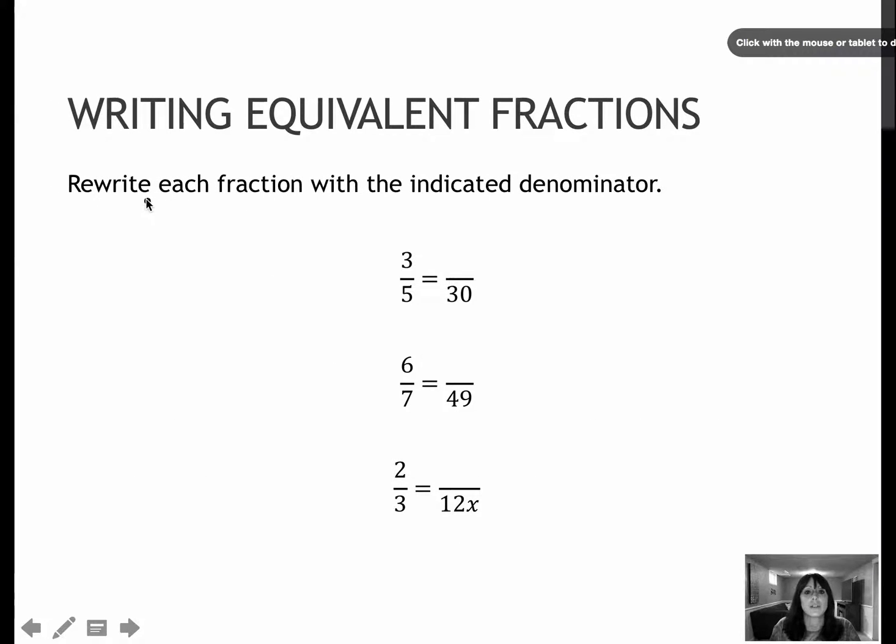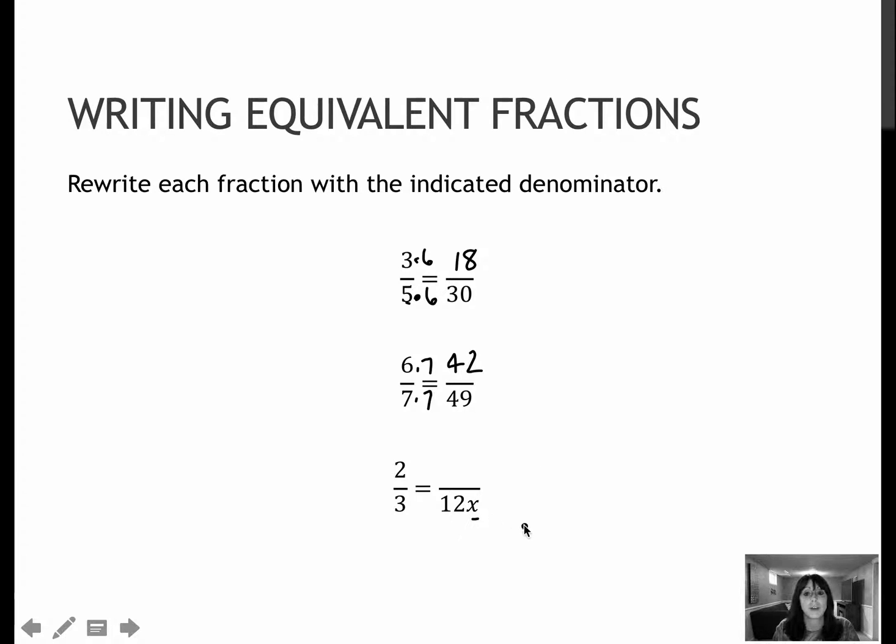These questions ask us to rewrite each fraction with the indicated denominator. So if I have 3/5 and I want to know how many 30ths that is, I would say, what number would I take times 5 to get to 30? Well, 5 times 6 is 30. And if I multiplied the bottom by 6, I would have to multiply the top by 6, which would give me 18 over 30. 7 times 7 would be 49, so 6 times 7 is 42.